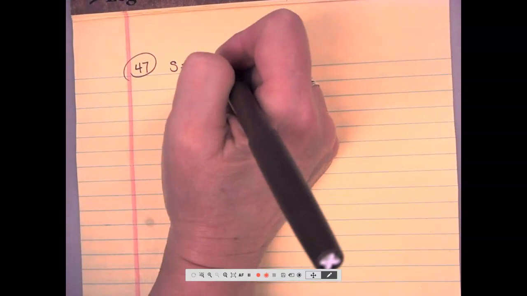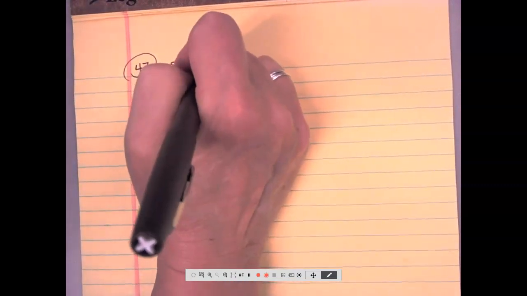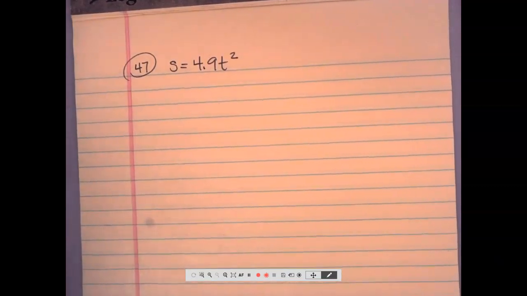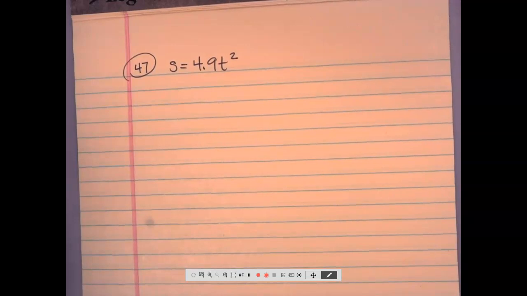All right, 47. Free fall. When a rock falls from rest near the surface of the earth, the distance it covers during the first few seconds is given by the equation s equals 4.9t squared. Okay, t is representing time, s is representing distance there. It says distance in meters, and t is time in seconds. Find ds/dt.